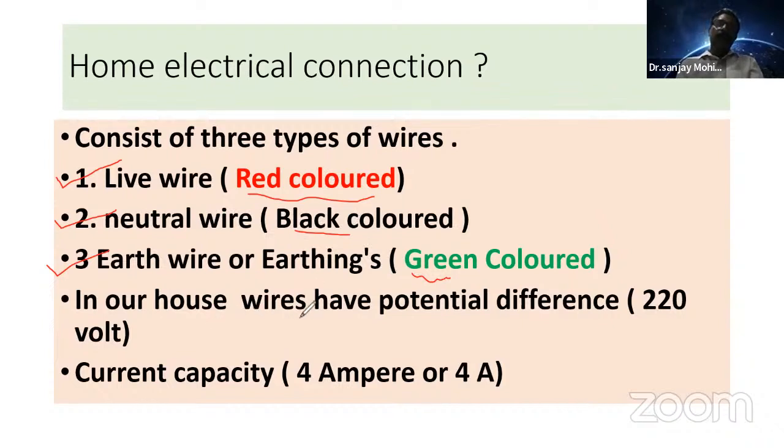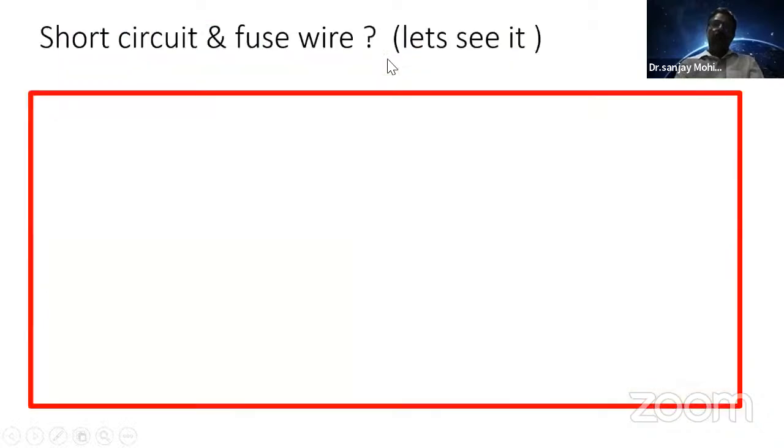One more interesting thing about the house is that the potential difference in our house is 220 volt, and the current capacity is 4 ampere. This is our household current. We always see incidents related to short circuits and fuse wire. So let us move on to what is meant by a short circuit and what is meant by a fuse wire.